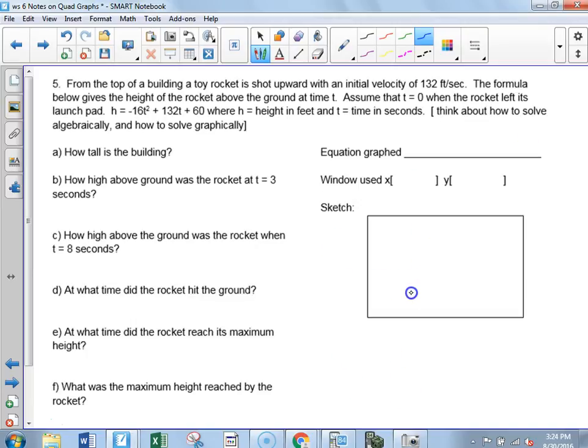All right. From the top of a building, a toy rocket is shot upward with an initial velocity of 132 feet per second. The formula below gives the height of the rocket above the ground at time t. Assume that t equals 0 when the rocket left the launch pad. I didn't make you come up with the equation, I will eventually have you plug the numbers in, but this says h equals negative 16t squared plus 132t plus 60, where h is the height in feet and t is the time in seconds. Okay, I want you to think about how you could solve this algebraically and how you could solve this graphically. How tall is the building?